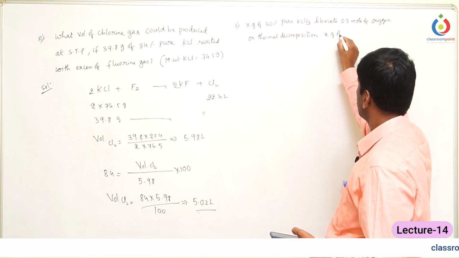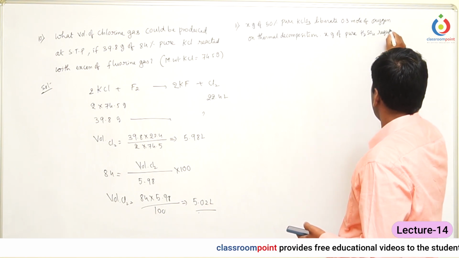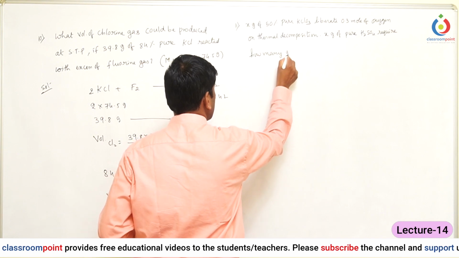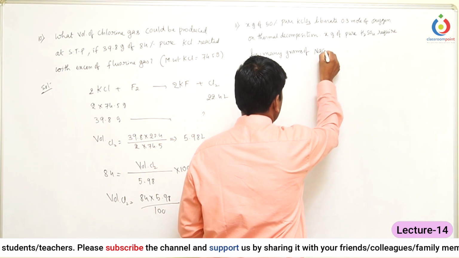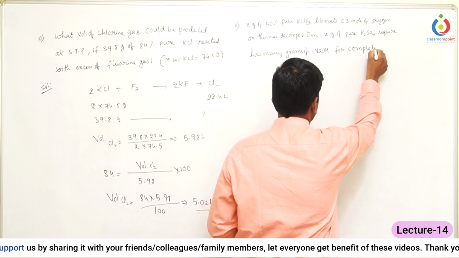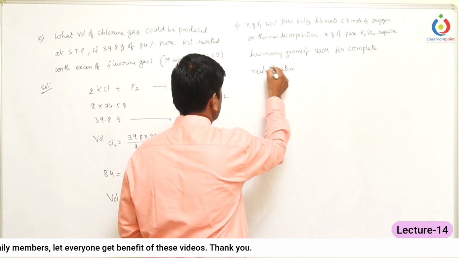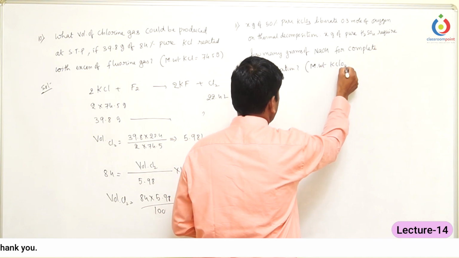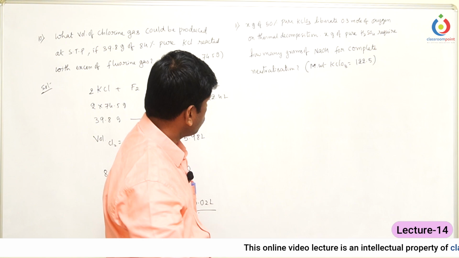X grams of pure H2SO4 require how many grams of NaOH for complete neutralization? So molecular mass of KClO3 is given. Molecular weight of KClO3 equals 122.5 grams per mole. So let us try to solve this question.